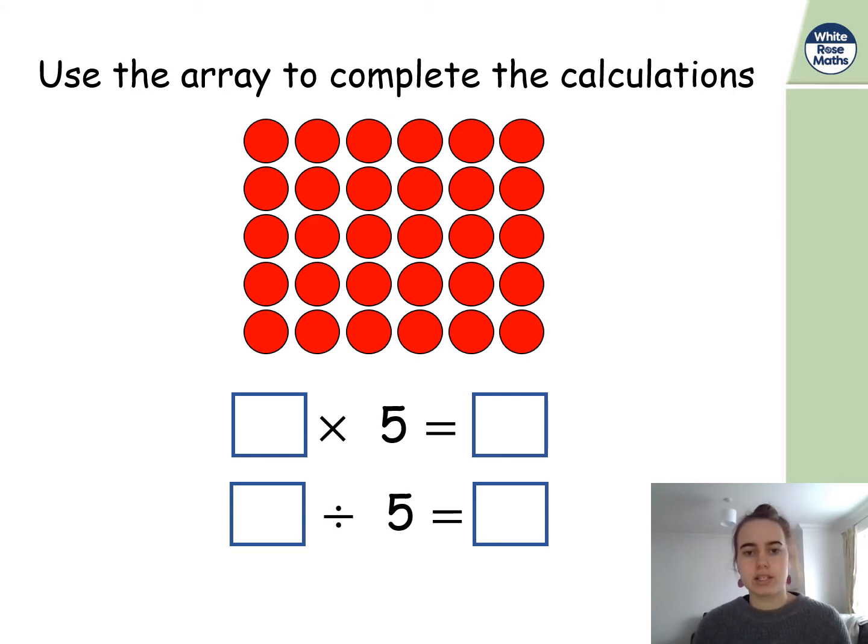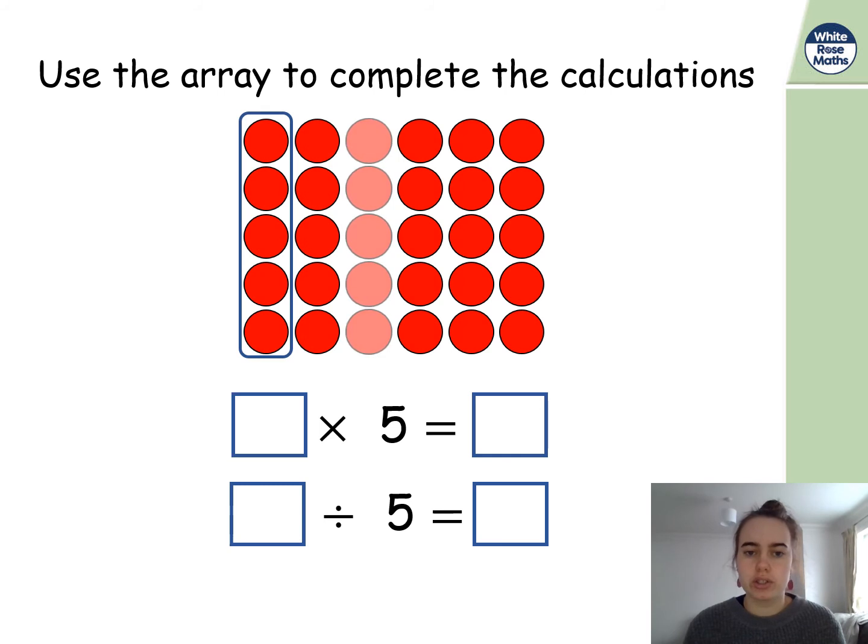Okay, so let's use this array to help us complete the calculation. So for that first multiplication number sentence, let's count in 5s the groups, and that will tell us how many lots of 5 we've got. So that's 1 lot of 5, 2 lots, 3 lots, 4 lots, 5 lots, 6 lots of 5. So that first number sentence is 6 multiplied by 5. Now what is that? Let's this time count up in 5s, adding 5 each time. So 5, 10, 15, 20, 25, 30. There you go, there's the answer.